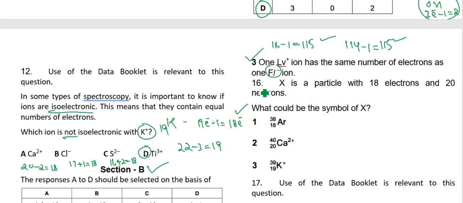Then we are solving question 16 now. X is a particle with 18 electrons and 20 neutrons. What could be the symbol of X?